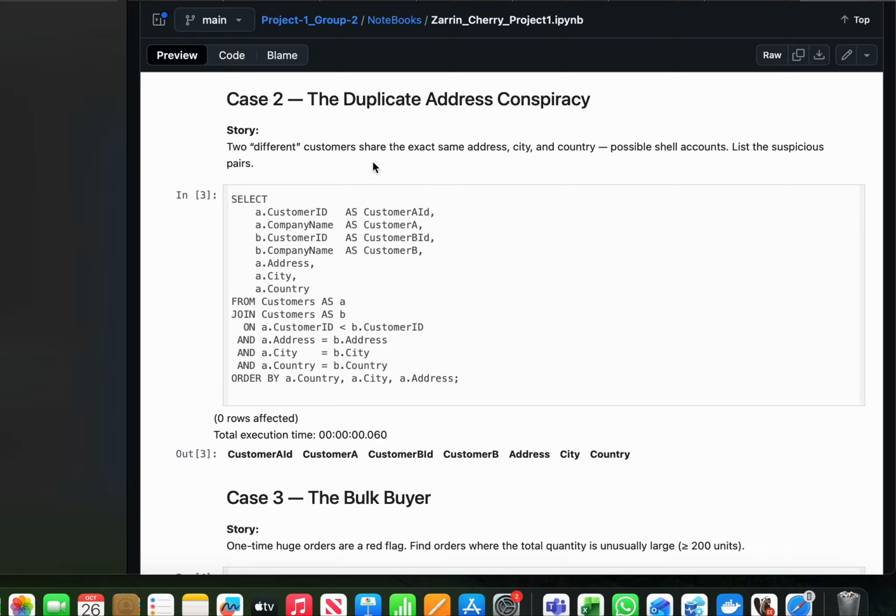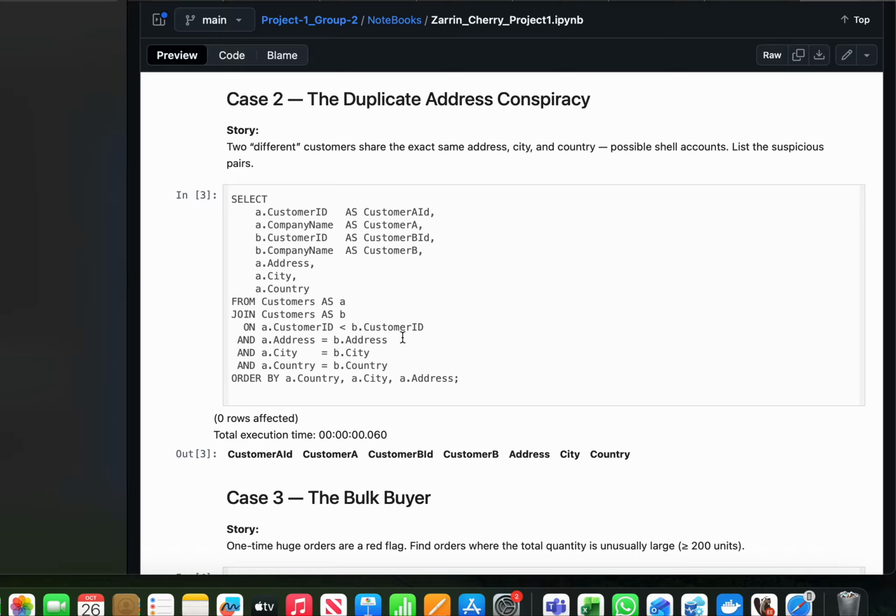And this is my case 2. It's called the duplicate address conspiracy. I worked on a case about customers with the exact same address, city, and country, which could mean fake accounts or duplicate entries were made. I used a self join on the customers table to match customer A's address with customer B's address, making sure they were not the same person. If two different customers shared the same address, they'd show up in the results.